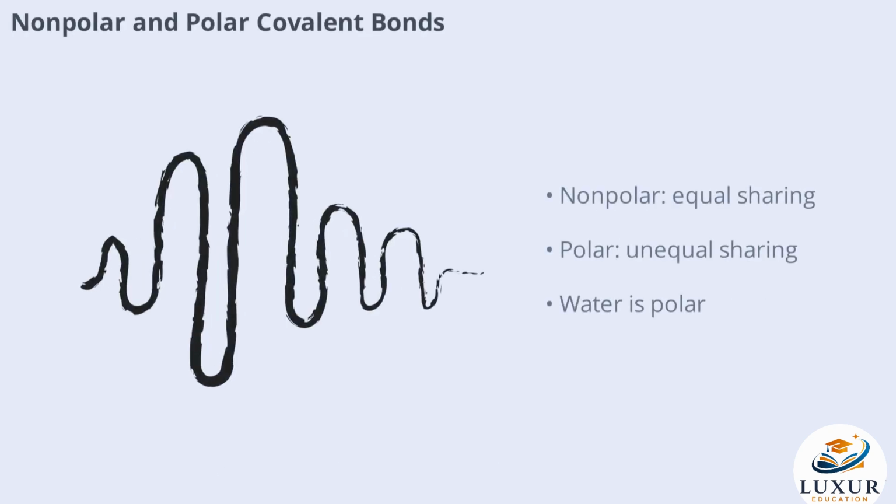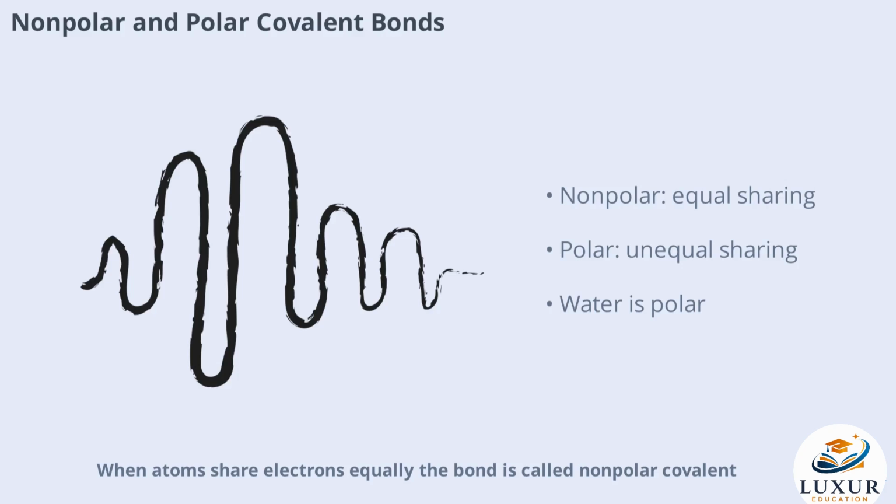When atoms share electrons equally, the bond is called nonpolar covalent. If one atom pulls harder on the electrons, the bond becomes polar covalent. In polar bonds, one end of the molecule is slightly negative and the other is slightly positive. Water is a great example. Oxygen pulls electrons more strongly than hydrogen, creating a molecule with a positive and a negative end. This polarity leads to many of water's unique properties.